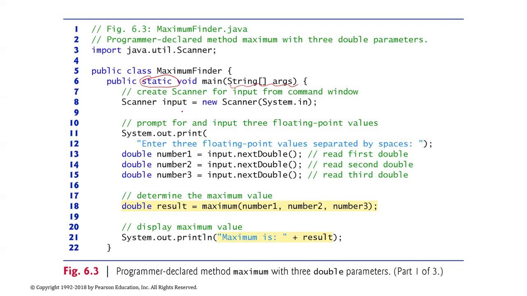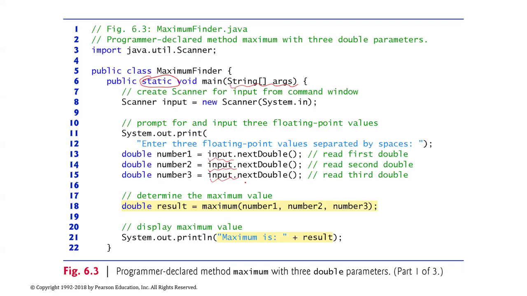Here we create a Scanner for input from the command window, and after that we give some prompt and input 3 floating-point numbers. Here, the input.nextDouble will eat the first double, the first number we input in the command window, and this input.nextDouble will eat the second one, and this eats the third one and gives the numbers to the variables number1, number2, number3.